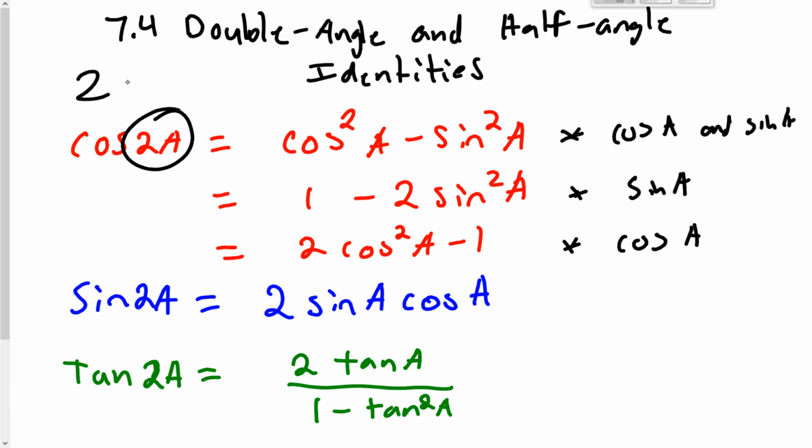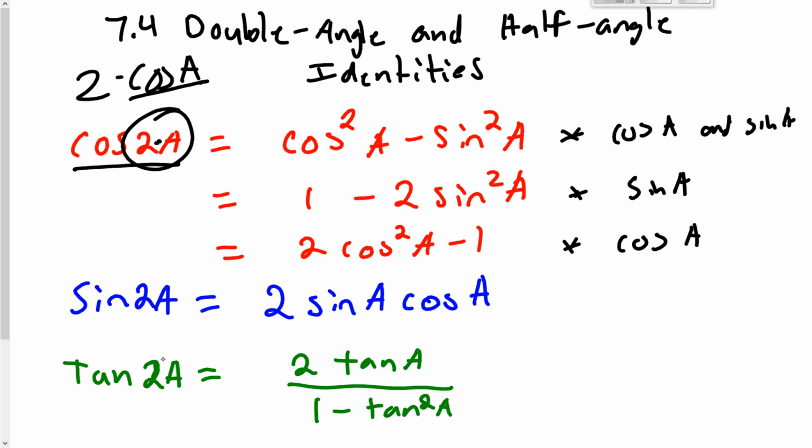That is not the same as 2 times cosine of A. These two are not the same. This is saying I take cosine of A, cosine of an angle, and then times it by 2. This one right here is saying you take 2 and you times it by the angle first, and then you take cosine. Okay, so make sure you know the difference on that.